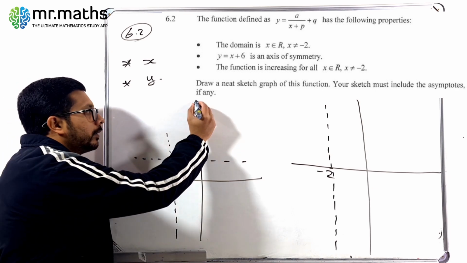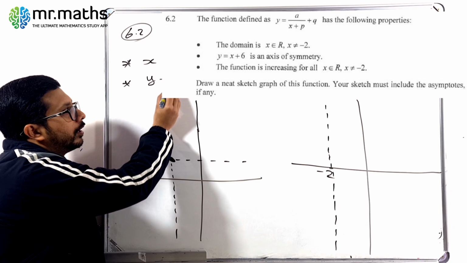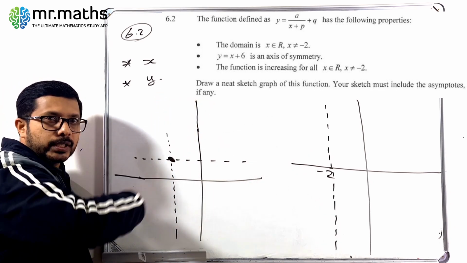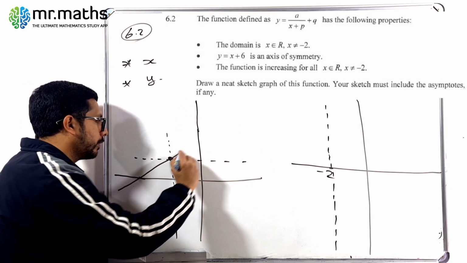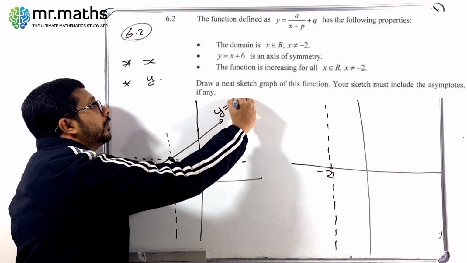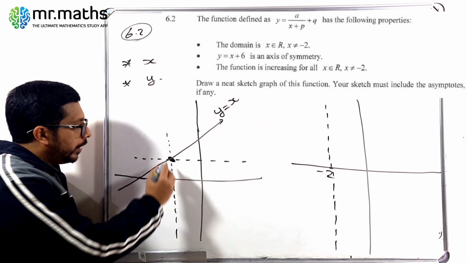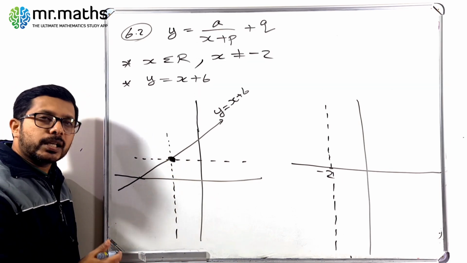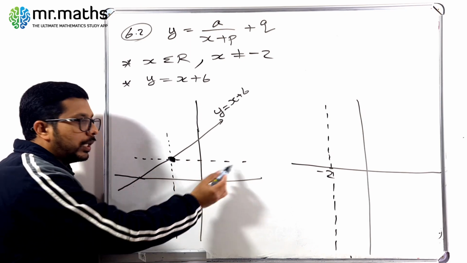So here it means that the gradient is positive, 1. That means the axis of symmetry is an increasing axis of symmetry. So it is like this. This is the axis of symmetry they are talking about, y is equal to x plus 6. You understand? You have to understand that the axis of symmetry always passes through the intersecting point of the asymptotes.